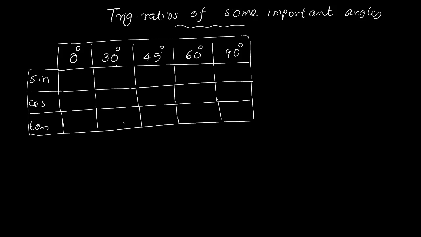So let me begin with the 45 degree. Can you suggest one right angle triangle with one of the angles 45 degree? I will show you. Look at this right angle triangle. This side and this side are equal, say 1 centimeter and 1 centimeter.